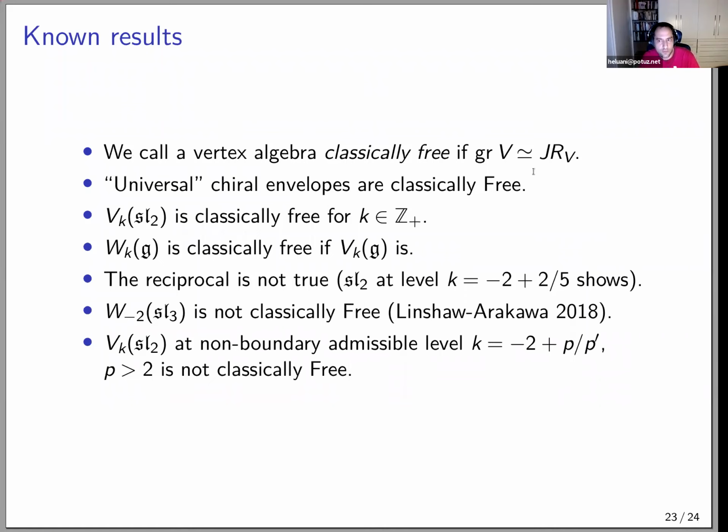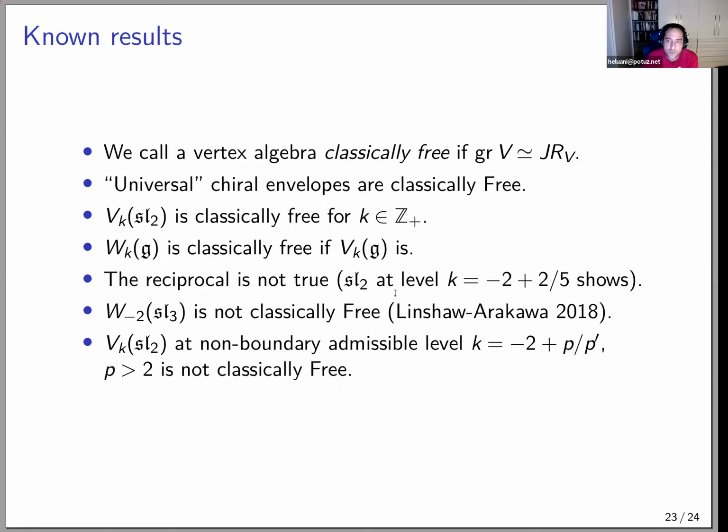We call a vertex algebra classically free when that kernel is 0. That was the original question, and I think the first one that got interested in these kinds of questions was Tomoyuki. Clearly, universal chiral envelopes, universal affine algebras, universal W algebras are all classically free. This is trivial. The affine algebra for SL2 at integer level is classically free. That was in our paper. I think, again, Jethro might know this better. I think it was claimed for general affine algebras at positive integer level. I'm not sure. What is easy to prove, and it hasn't been written down, is that the Hamiltonian reduction of an algebra is classically free if the affine algebra is, and the reciprocal is not true.